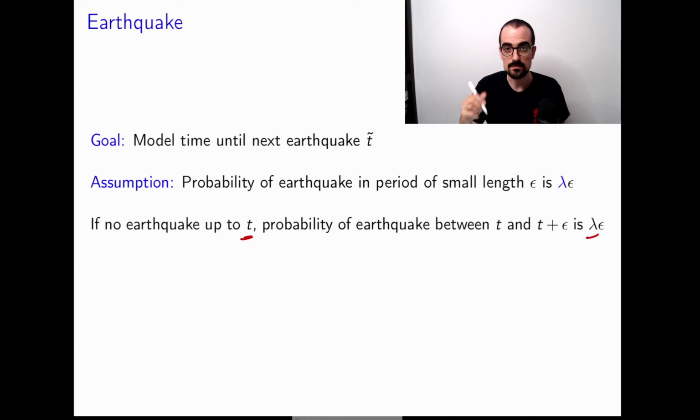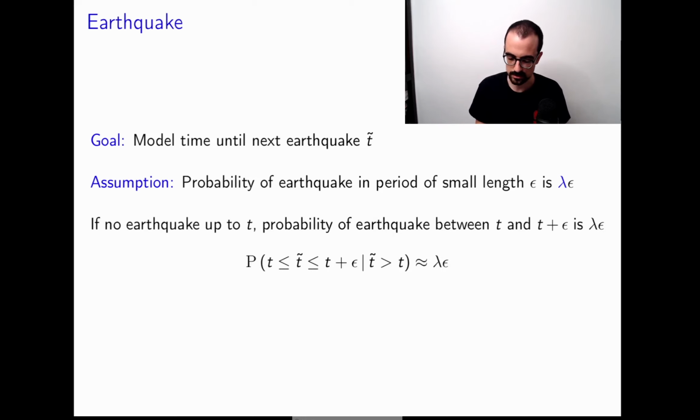And we can make this mathematically precise using the concept of conditional probability. What we are saying is that conditioned on the random variable t, that represents the time of the next earthquake, being greater than some fixed constant t, then the probability that we get an earthquake between t and t plus epsilon is equal to lambda epsilon. This is a precise mathematical formulation of this assumption.